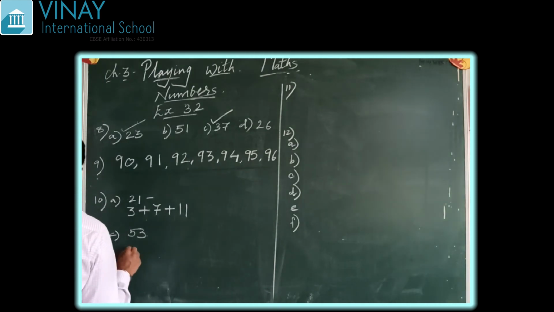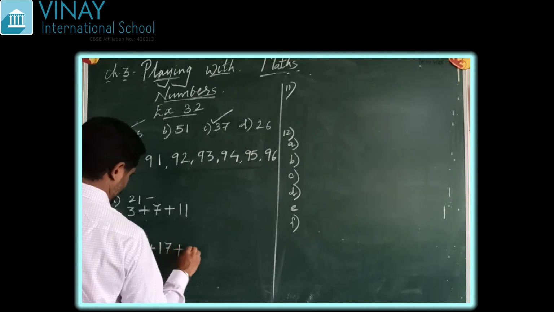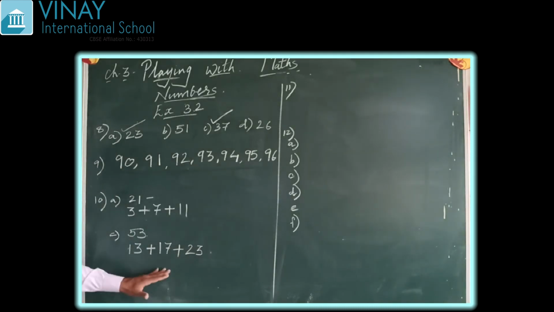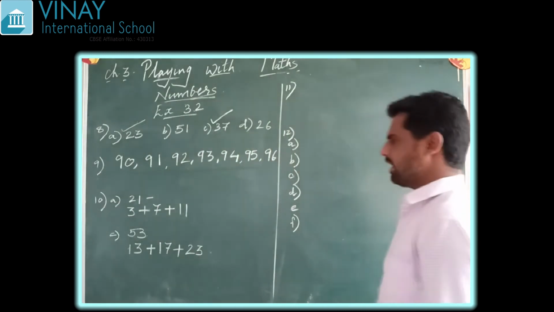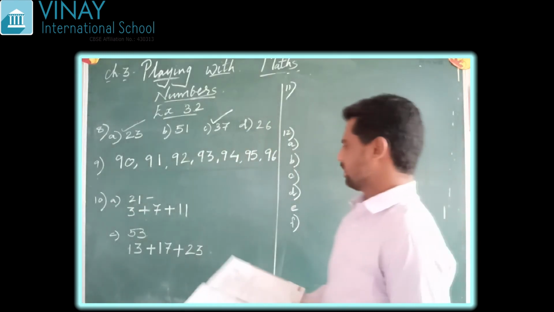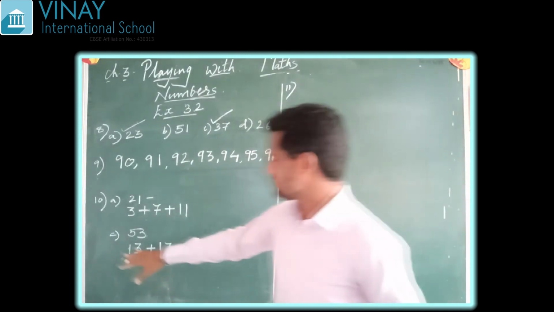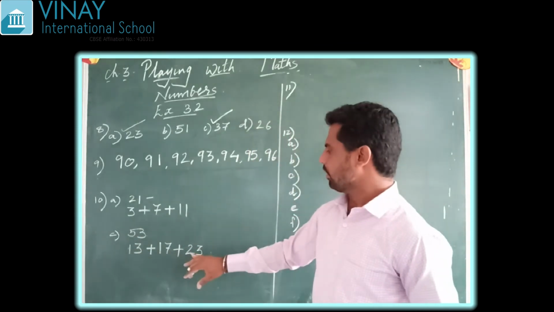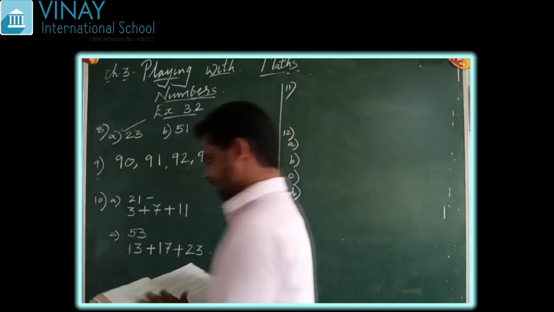Now 53. 53 can be written as 13 plus 17 plus 23. 13 plus 17 is equal to 30, plus 23 is equal to 53. Now this sum is 53 and these are the three odd numbers. Now let us see question number 11.